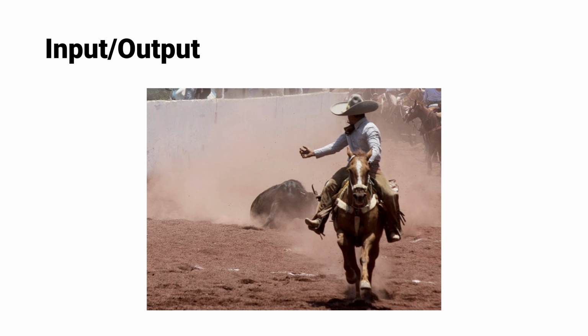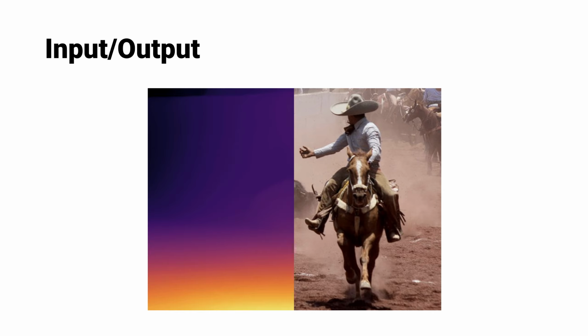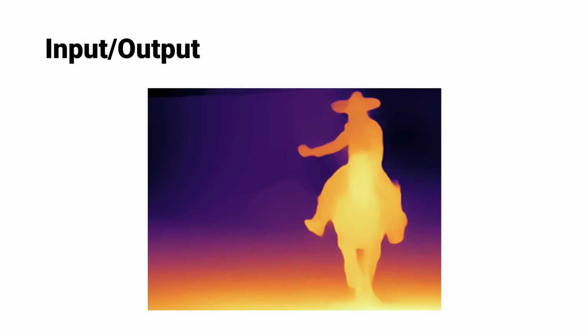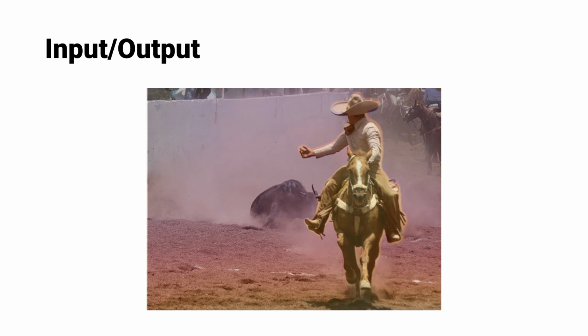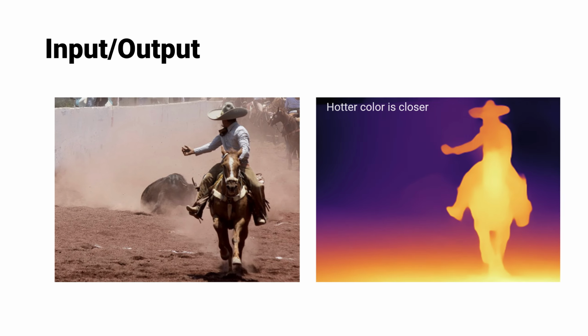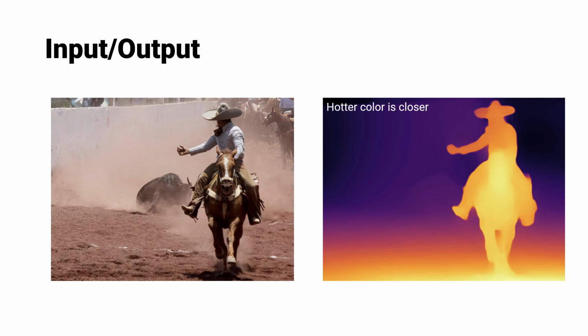So just to quickly recap, this is the input and output. We have as input an image, which is a natural, realistic scene. In this case, it's a cowboy riding a horse and trying to do a bullfight, right? And we want to get a per pixel depth map, and this is what it looks like. In this particular case, we have color coded this as hotter colors are closer and cooler colors are farther away. And this is the plasma color map.